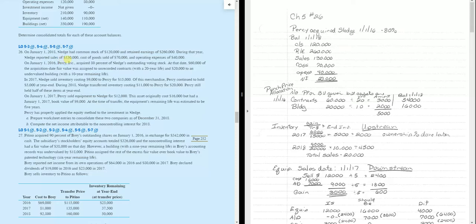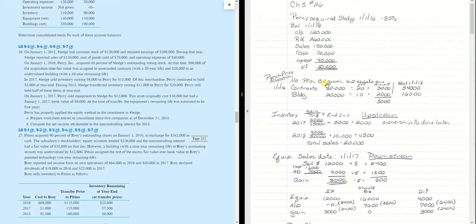During the year, they reported sales of 130, cost of goods sold 70, and operating expenses 40. So I wrote all that down. On January 1st, 2016, I acquired 80% of Sledge's outstanding voting stock. At that date, $60,000 of the acquisition date fair value was assigned to unrecorded contracts. So I try to do a purchase price allocation, but the only reason I do a purchase price allocation is to figure out the assets and goodwill, and it is telling me how much is going there, but that's very important to get the 1116.